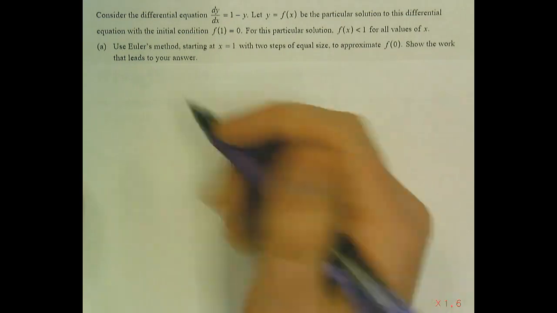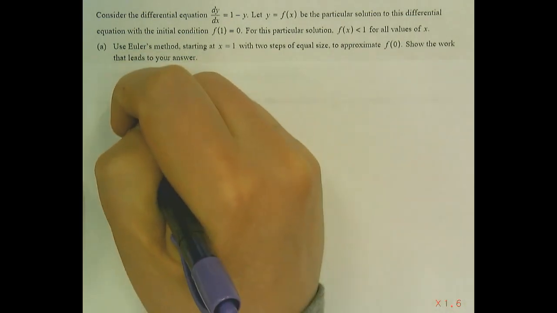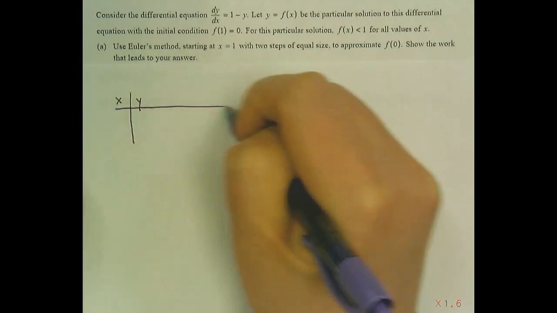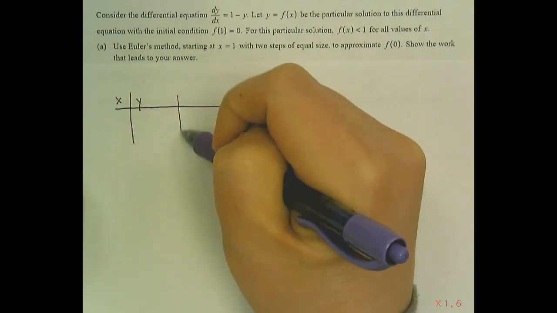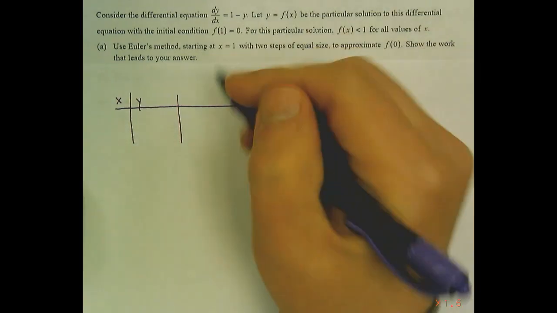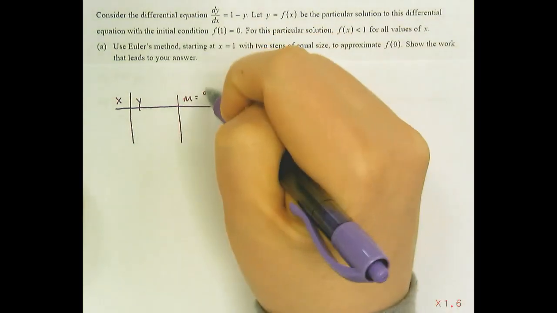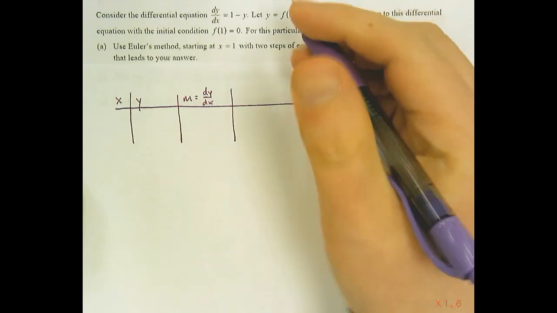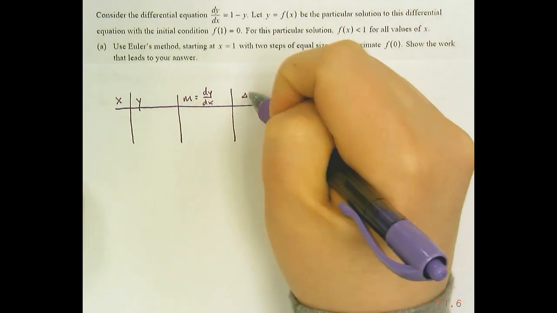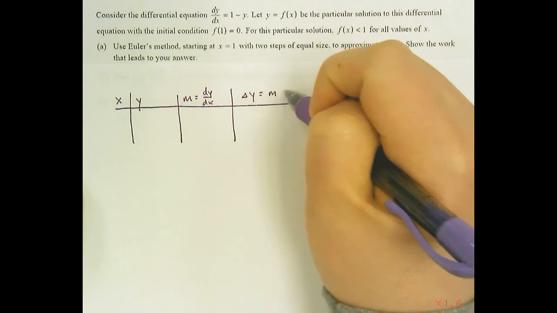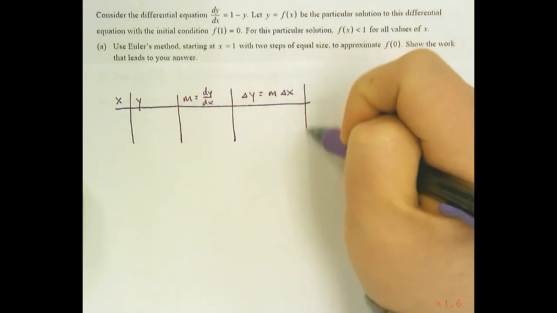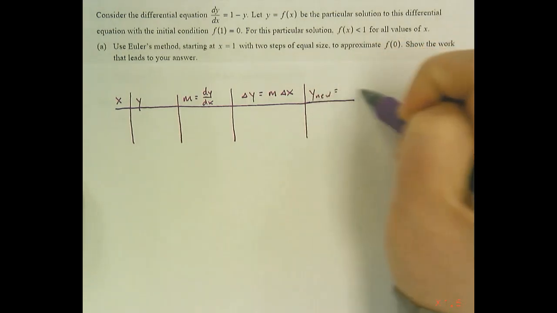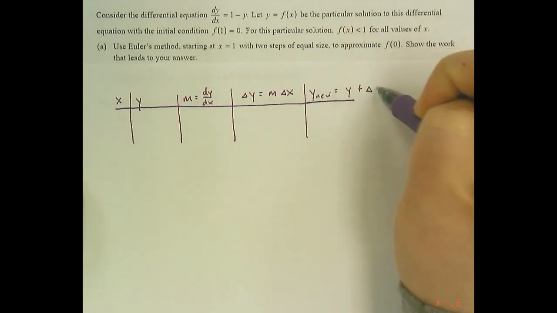So Euler's method, different approaches, but in our class we're taught to create a table: x, y. The next column in the table is m, which is your slope equation. The next column in the table is delta y, which is slope times delta x. And then the final equation is your first y plus your change in y.